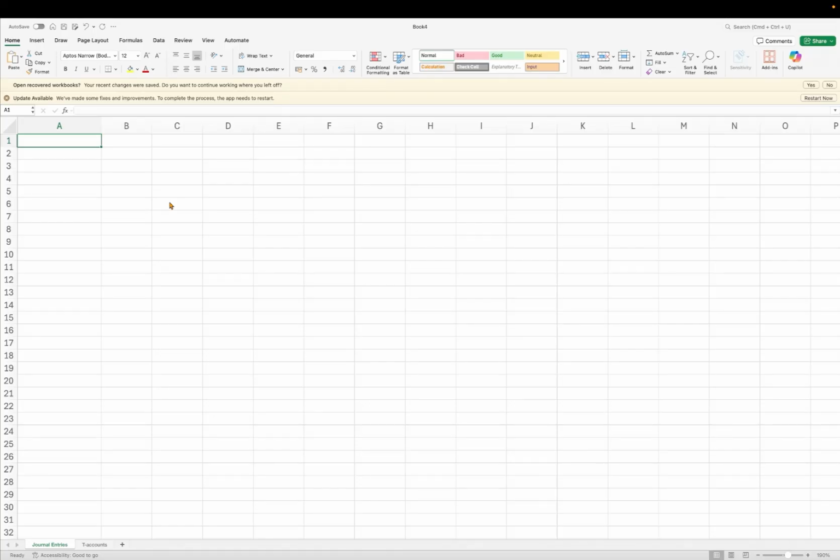Now I will create the journal entry for this transaction. First, the business receives 40 loot in cash. Cash is an asset, and assets increase with debits. So I debit cash for 40.